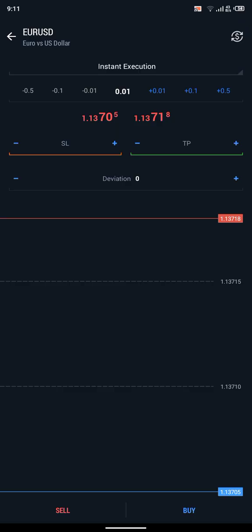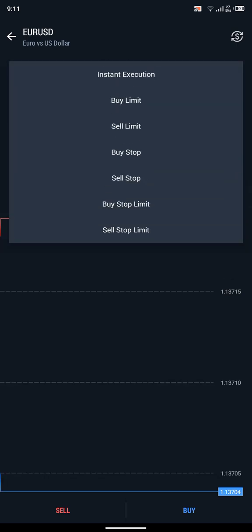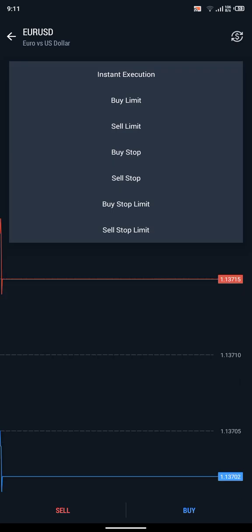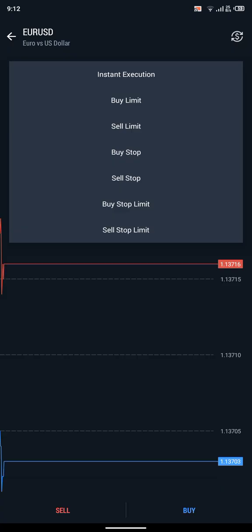So first on our list, you are seeing this instant execution. If I tap on it, a list comes out. The first one is instant execution, the second one is buy limit, the third one is sell limit, the fourth one is buy stop, sell stop, buy stop limit, sell stop limit. And each of these has its function, so let me just dive straight into it.